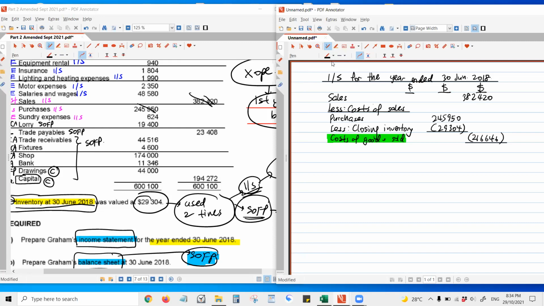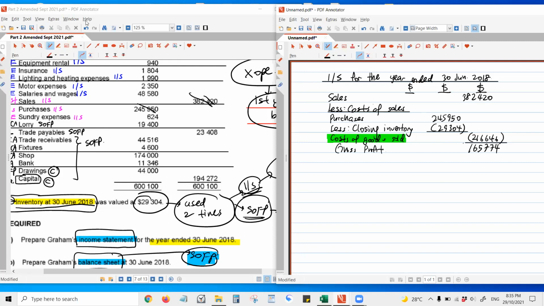Take the sales minus the cost of goods sold, 165774. Okay, correct. After that, don't forget to write the gross profit here. You must write the gross profit here. If you don't write the gross profit here, you will not get the mark for this number. Really.